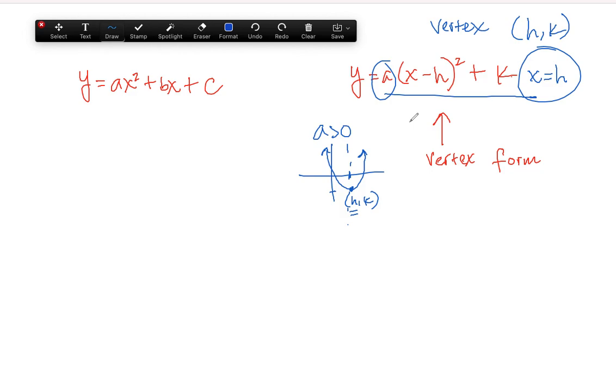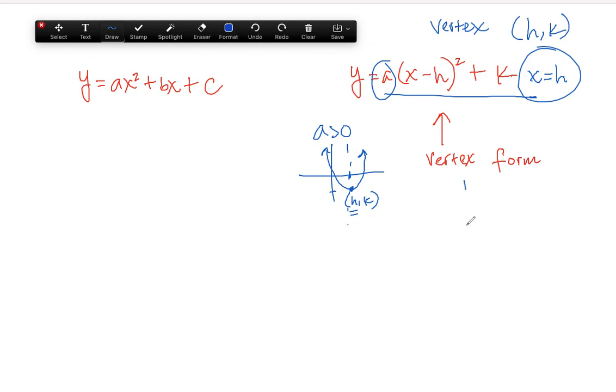And what about the k? What does the k tell you about the parabola? If it's h comma k, wouldn't that be like the y value? Exactly. So it's where the minimum value occurs. Sorry, it's not where the minimum value occurs. If it opens up, h is where the minimum value will occur, but k is the minimum value, the actual minimum value.